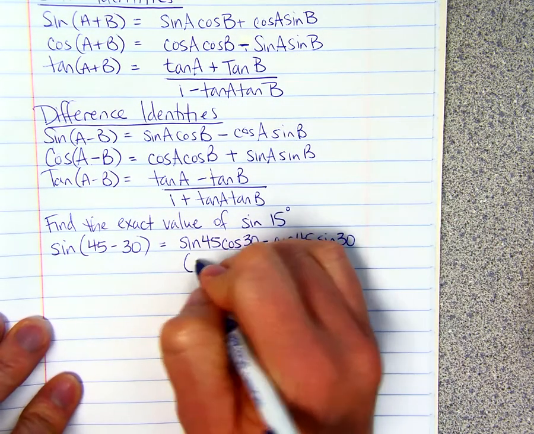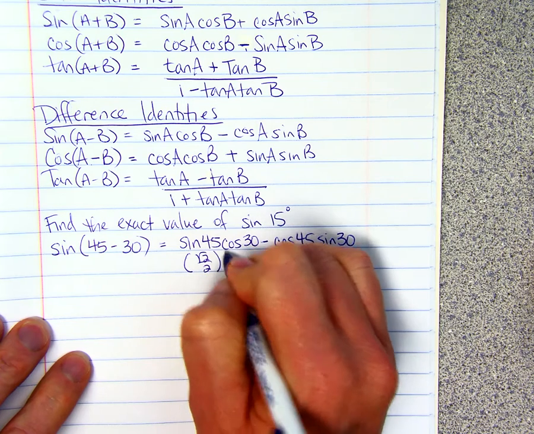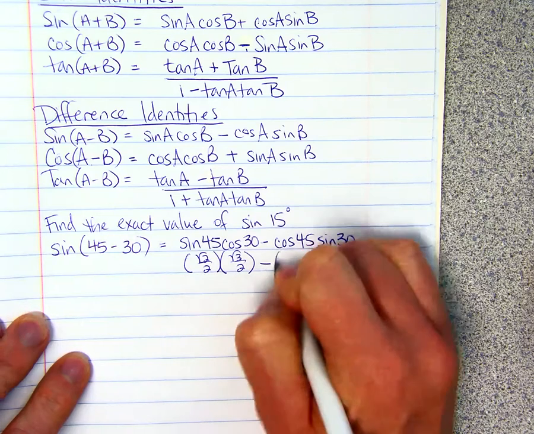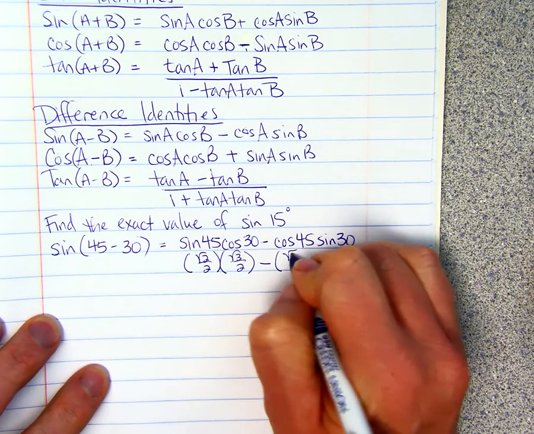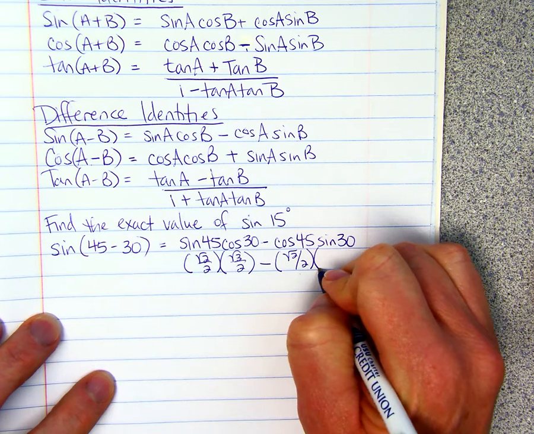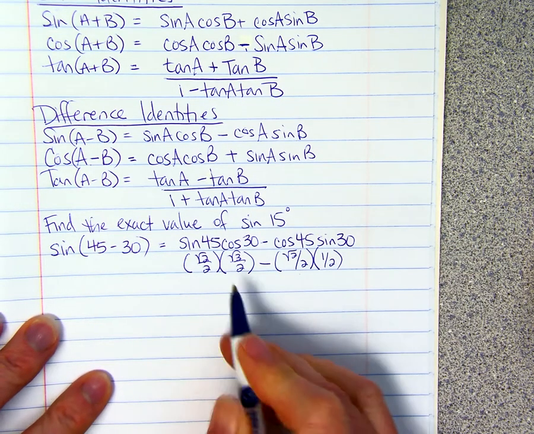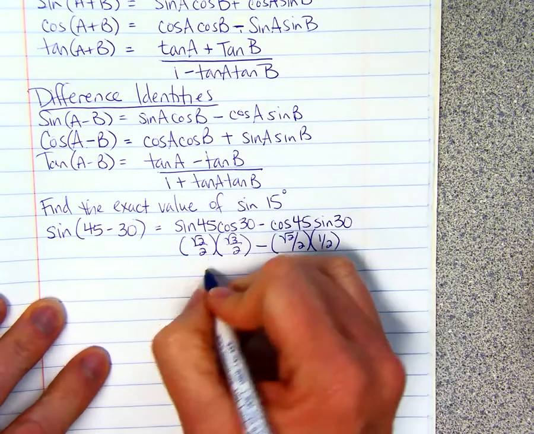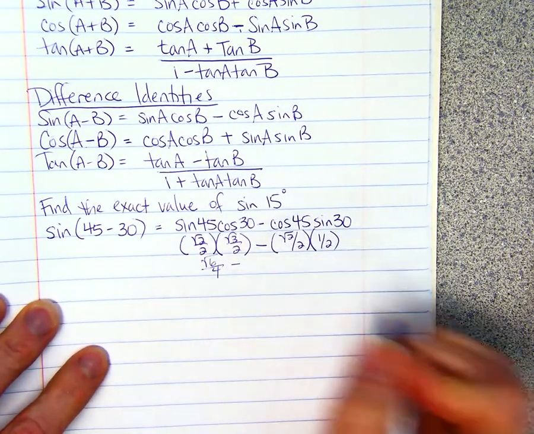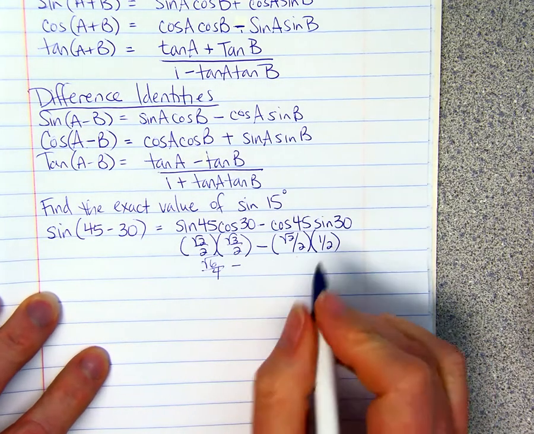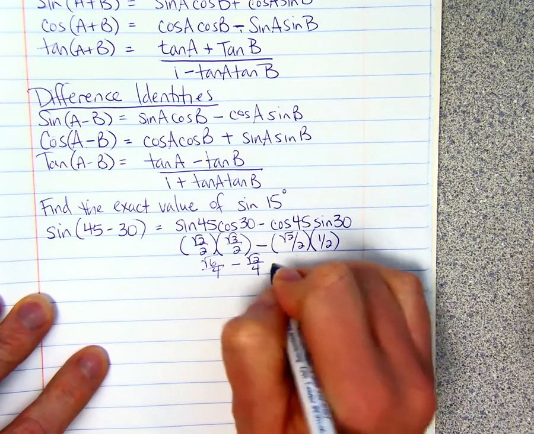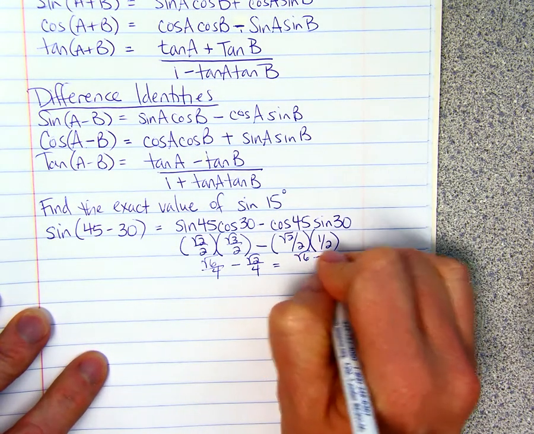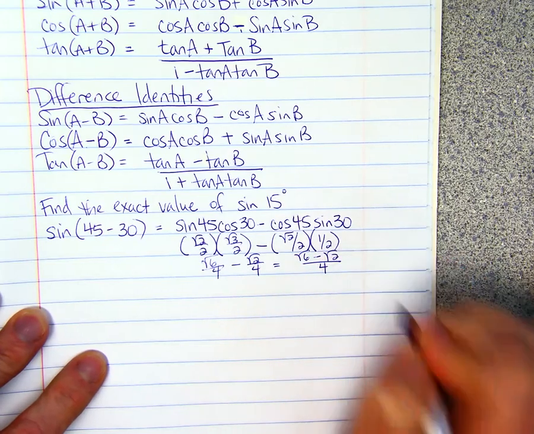So the sine of 45 we know is root 2 over 2, and the cosine of 30 is root 3 over 2, and the cosine of 45 is root 2 over 2, and the sine of 30 is 1/2. So you multiply and then subtract. So you have root 6 over 4 minus square root of 2 over 4. So the exact value of sine 15 degrees is square root of 6 minus square root of 2, all of that divided by 4.